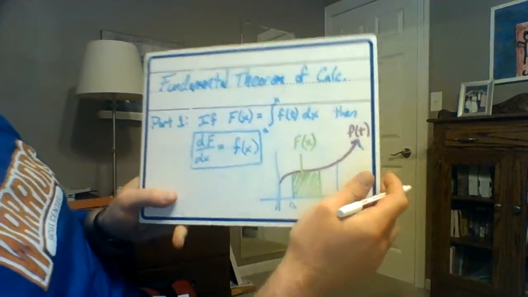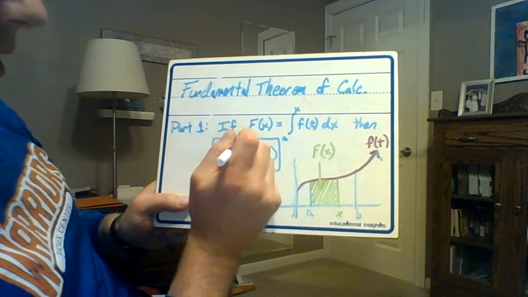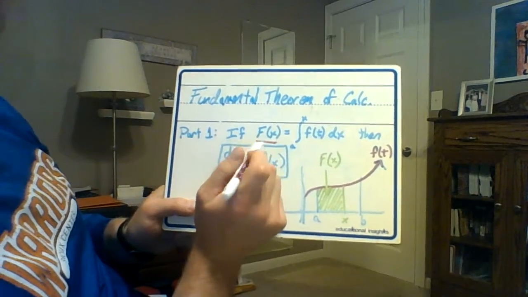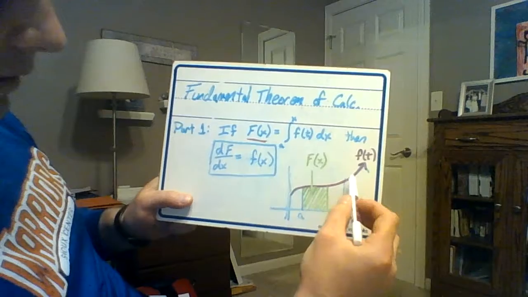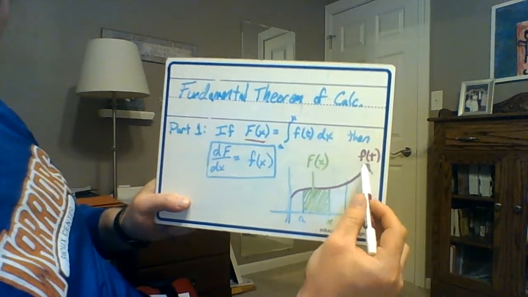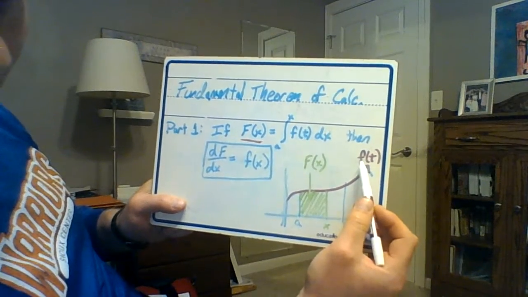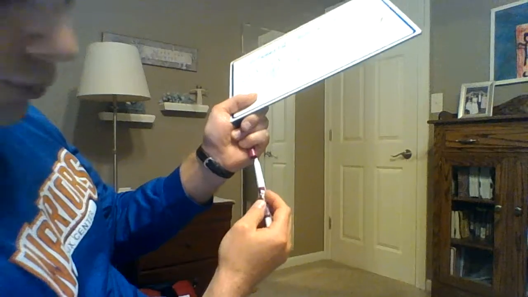The biggest thing that you have to understand in part one is that they are defining a new function called capital F of x. It's a new function. It is not this curve here, okay? That maroon curve is lowercase f of t, all right? I should properly color coordinate mine here.